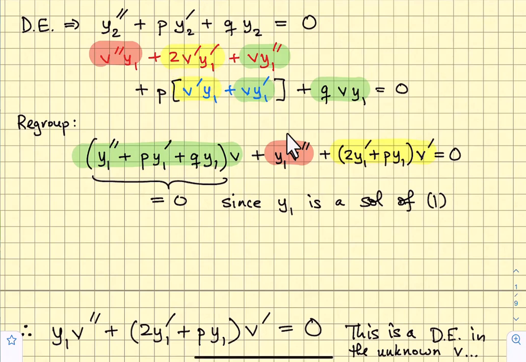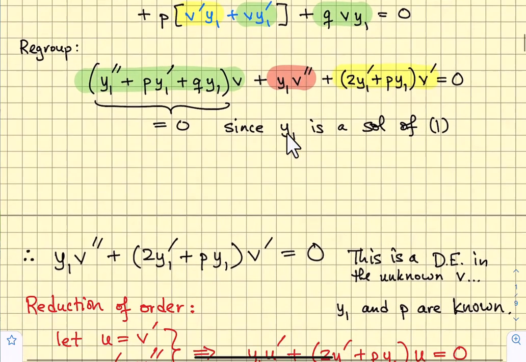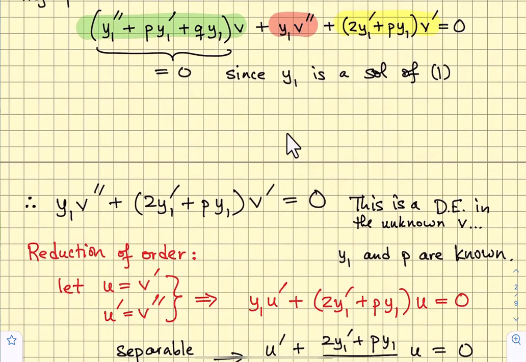So now, if you look at this form, the expression in parentheses, y1 double prime plus py1 prime plus qy1, that's not a random configuration there. That is, we know that y1 is a solution to our homogeneous problem, equation 1, so when we substitute y1 in, we must get a 0. That means the green term vanishes. And now we're just left with the red plus the yellow equals 0. So now let's look at that for a moment. Let's just rewrite this here.